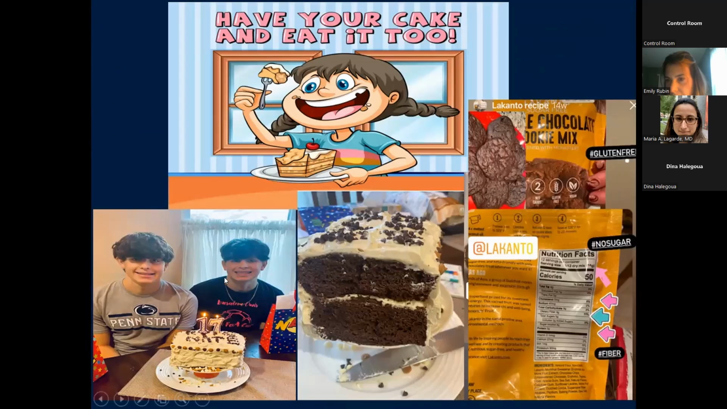These are actually my twins now that are 17. But I found there's healthier ways to make this. This was actually a brand here that says low carb, but we add yogurt to it and milk and egg whites, and it makes this really nice cake.